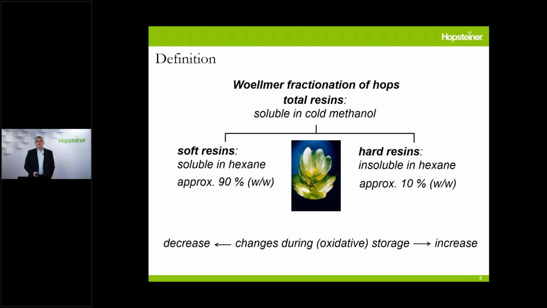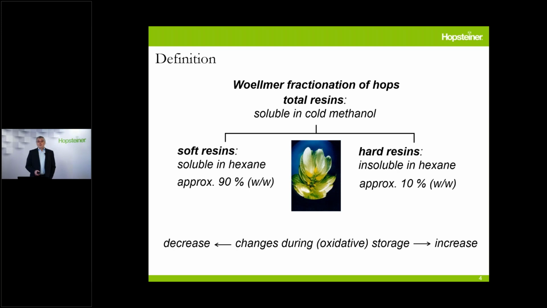So the definition of hard resins is as follows. There is the so-called Wöllmer fractionation of hops, and the total resins of hops are defined to be soluble in cold methanol, whereas the soft resins are also soluble in hexane. The hard resins are not soluble in hexane. Usually, dried hop cones have about 90% soft resins and only 10% hard resins.